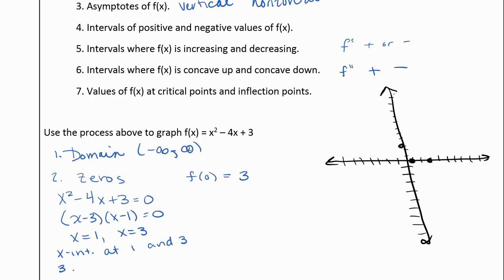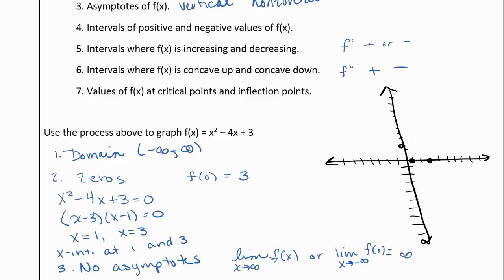So number 3 asks for the asymptotes. Now this is a polynomial, so we actually have no asymptotes. We don't have any vertical ones because we don't have a denominator, so there's no place where it's going to infinity. And for the horizontal ones, if we looked at the limit as x goes to infinity or the limit as x goes to negative infinity, in both cases they're going to infinity. So we don't have a horizontal asymptote.